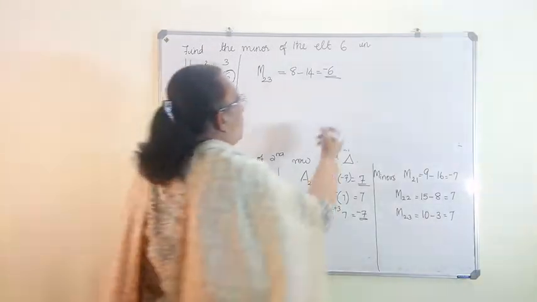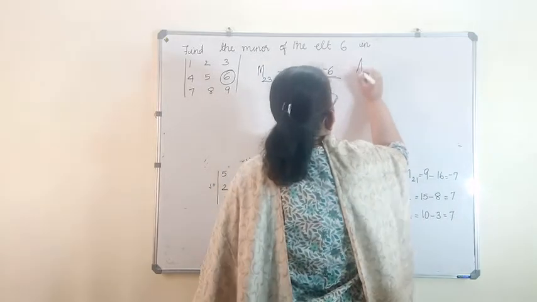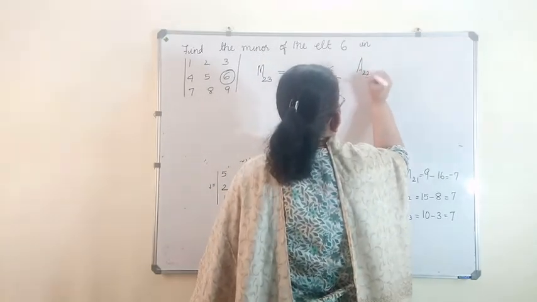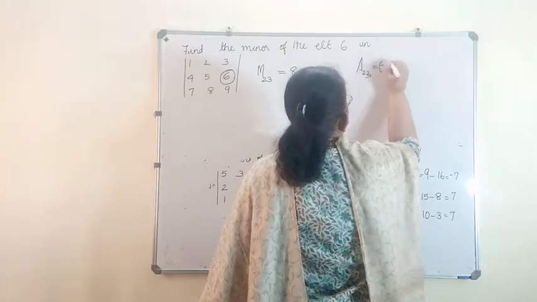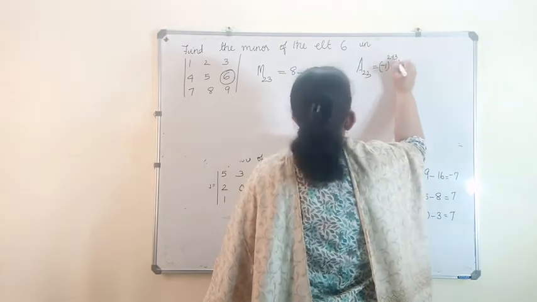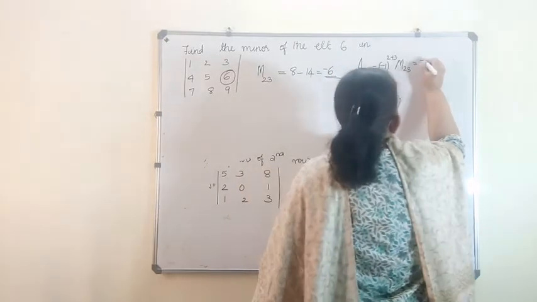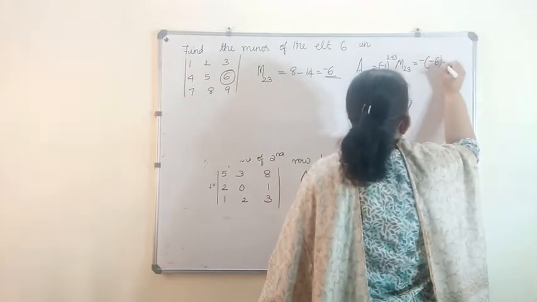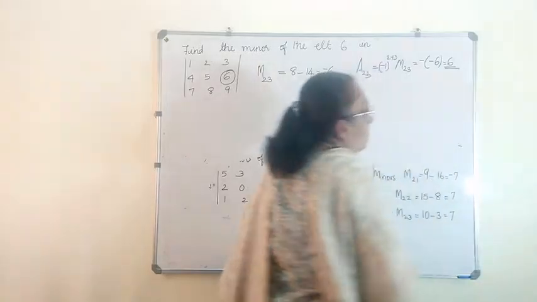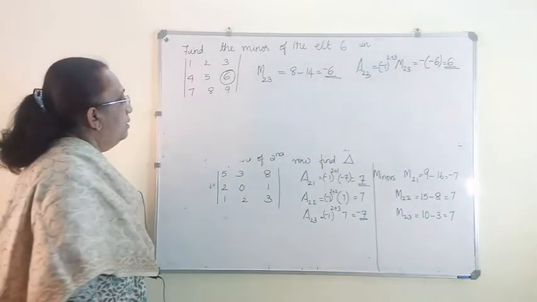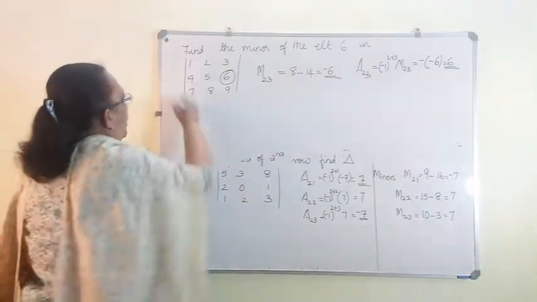Along with it, cofactors can also be asked. So what is the cofactor? A23 is equal to minus 1 raised to 2 plus 3 into M23. This is negative. Negative of negative 6 is equal to positive 6. It's a 3 by 3.